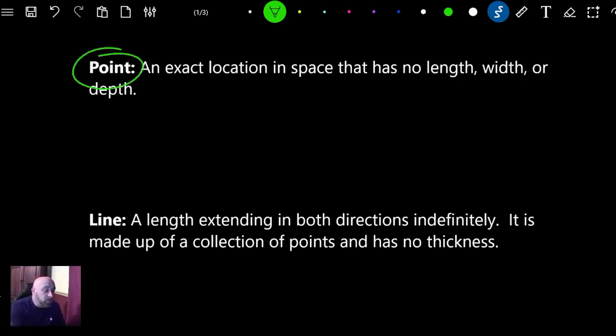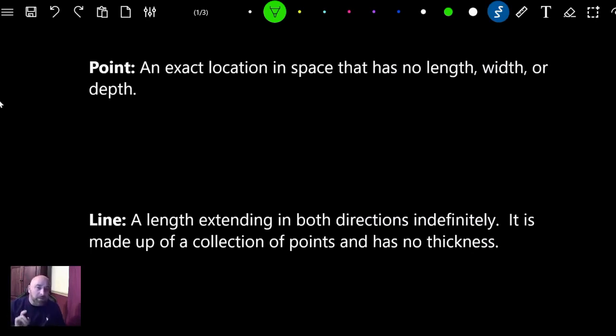Okay? The first word is the word point. Now, I'm not talking about pointing at something. You're not using your finger to point. Maybe your parents have told you it's not polite to point, and so we don't want to point, especially at people, because people might think we're pointing at them, and they might not like that. But that's not the point that we're talking about.